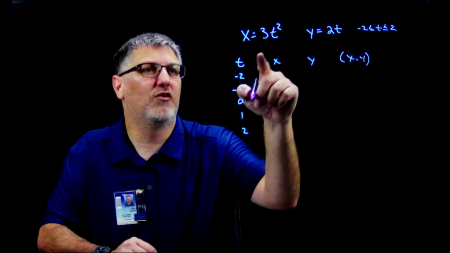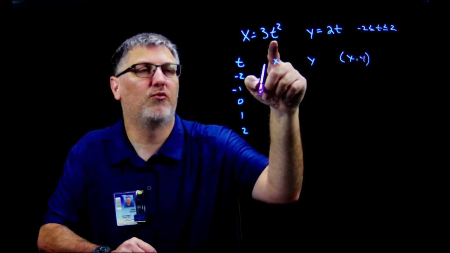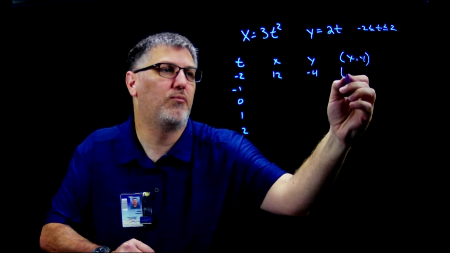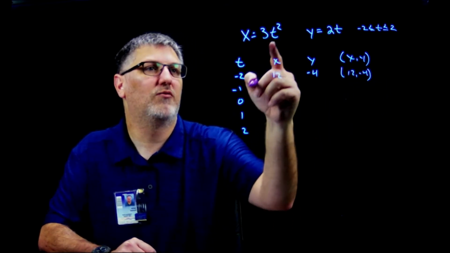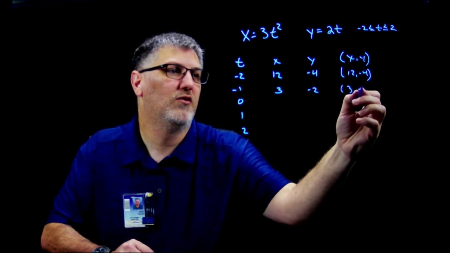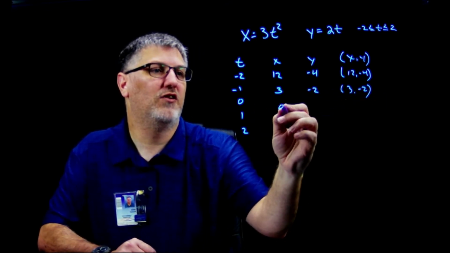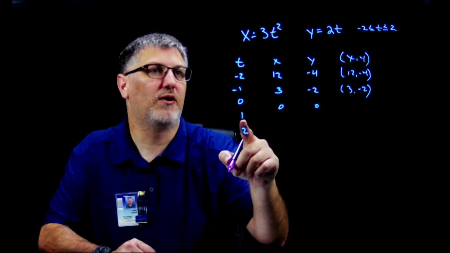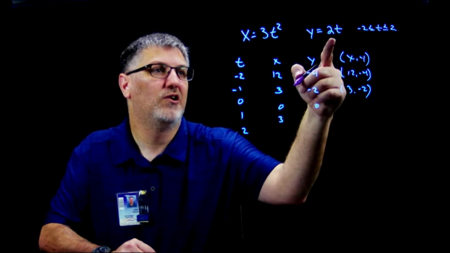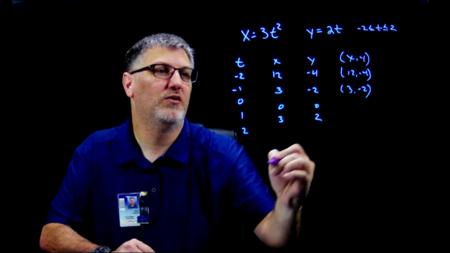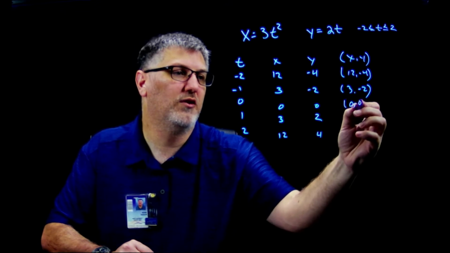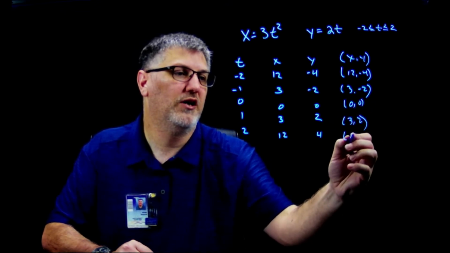So I'm just going to take negative 2 and plug it into each one of these. So negative 2 squared is 4. 4 times 3 is 12. And then negative 2 times 2 gives me negative 4. So my point is going to be 12, negative 4. Same thing for negative 1. I'm going to get 3 and negative 2. Put 0 in, I'm getting 0, 0. If I put 1 in, I'm going to get 3 and 2. And then this becomes 12 and 4. So I've got 0, 0, 3, 2, and 12, 4.